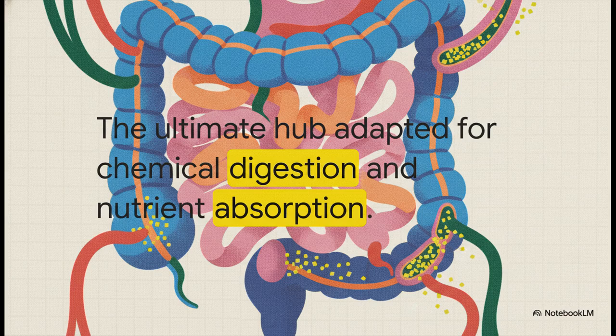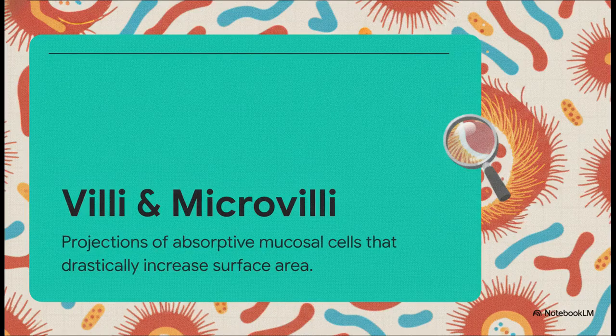It's perfectly adapted for the majority of chemical digestion and pulling those small molecules right out of the tract and into the blood and lymph. To achieve all that massive absorption, our anatomy uses a brilliant trick, drastically increasing the surface area. You definitely need to know the definitions of villi and microvilli.